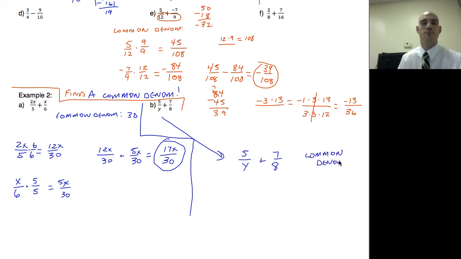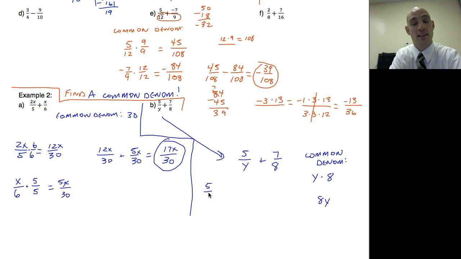It's allowed. It's okay. I kind of ran over into my other space here, so let's just take this one down here. I've got 5 over y plus 7 over 8. Variable in the denominator. It's allowed, but that's going to make our common denominator a little bit trickier. And so the common denominator for this one is going to be y times 8. It's going to be the product of the two denominators again. And so my common denominator is going to be 8y.